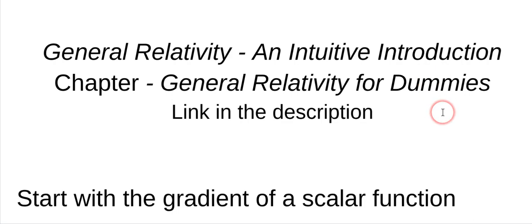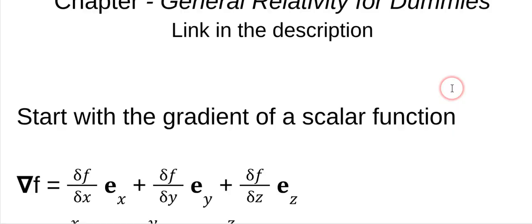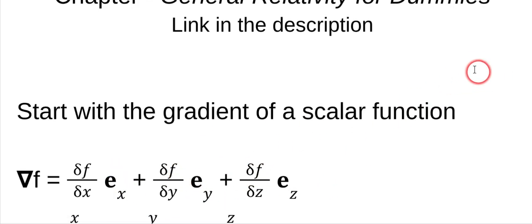We're going to start with the gradient of a scalar function, and it looks like this. We have the del operator acting on this scalar field, the scalar function. Let's just call it a scalar. We get the derivative of that with respect to the coordinates times its basis vectors. It's obviously in Cartesian coordinates.